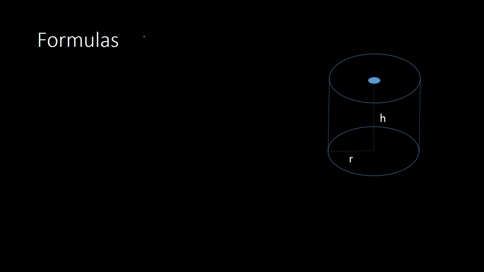So to find the lateral area of a prism was simply the perimeter of the base times the height. The total area was the lateral area plus the two bases. And the volume was the area of the base times the height. And here is exactly the same thing.